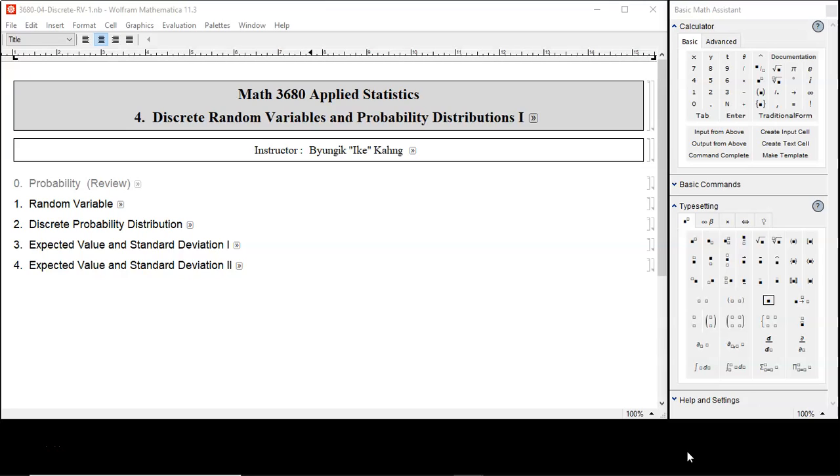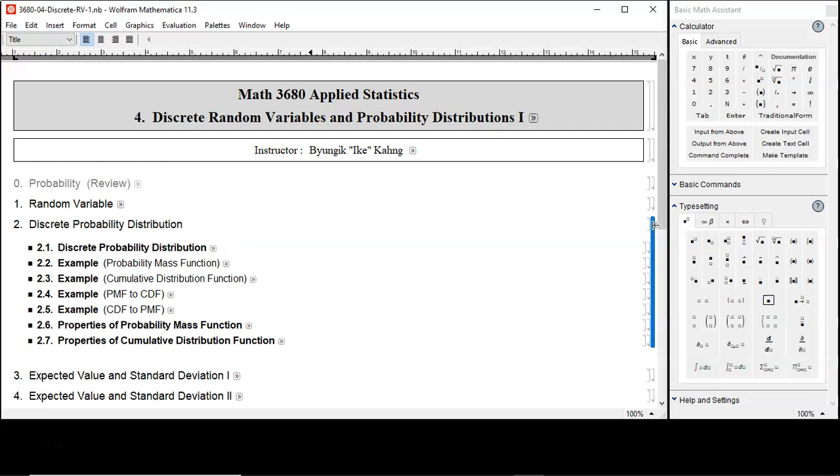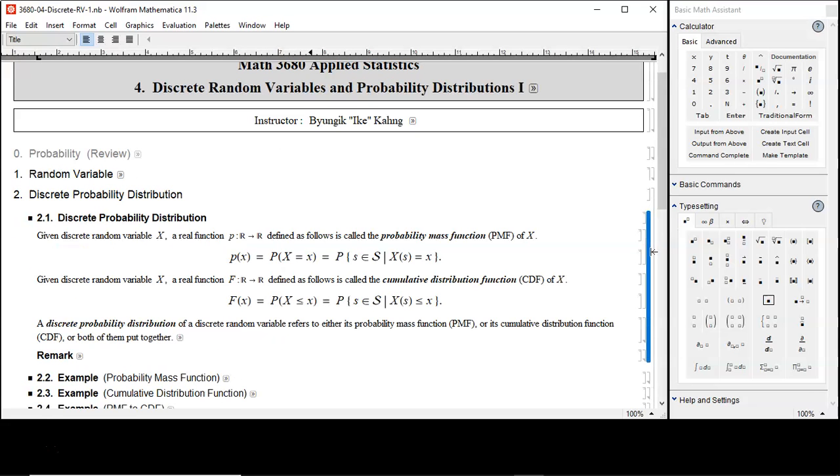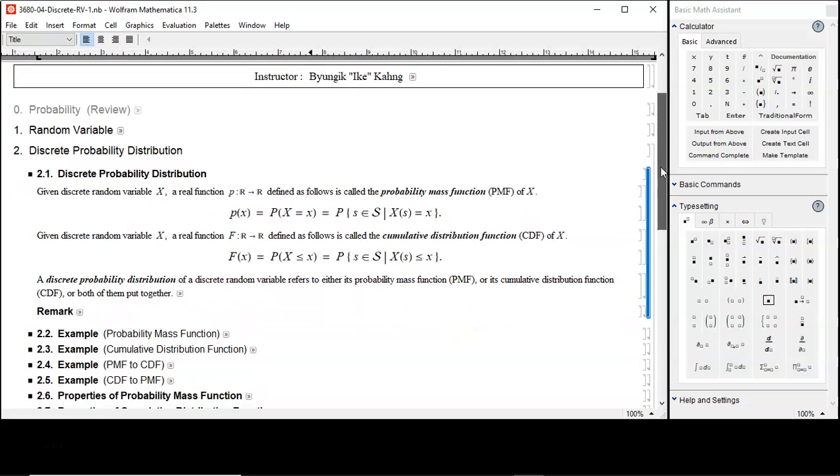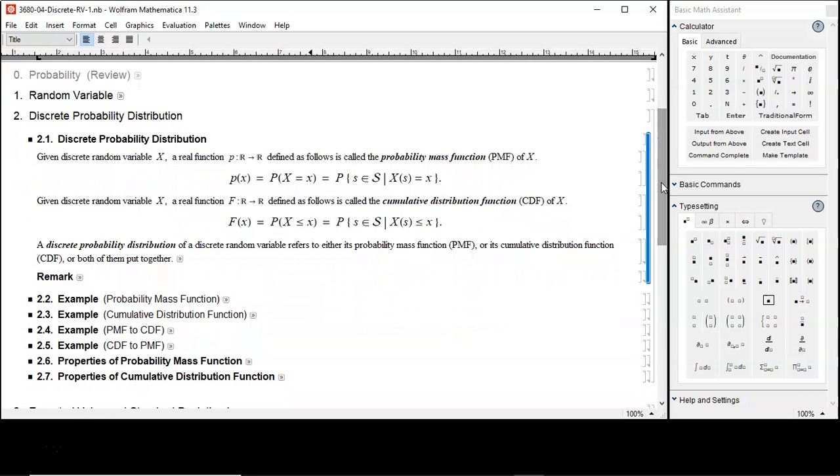Hello students, welcome back. Let's go back to section 2, discrete probability distribution. We went through the meaning of discrete probability distribution to a certain degree. What do you mean by probability distribution? Either PMF or CDF or both of them together. We talked about what is PMF and then what is CDF, and also we went through a problem that determines CDF when PMF is given.